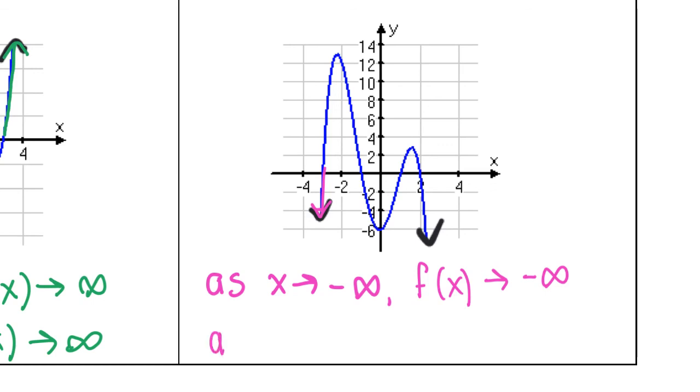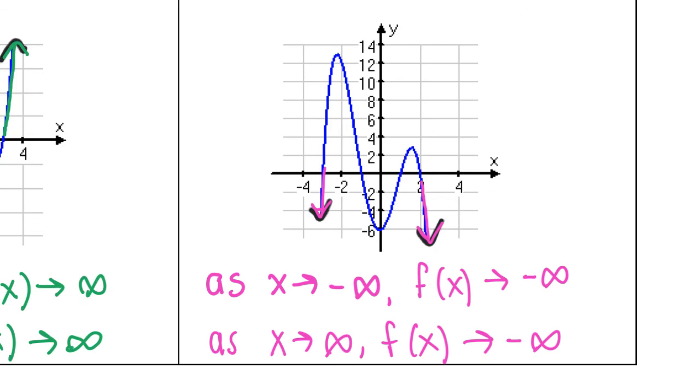Now let's look at the right side. As x approaches positive infinity, f of x approaches, well, as x gets larger and larger, what's happening to our y values? They're getting smaller and smaller, so we would say they go toward negative infinity.